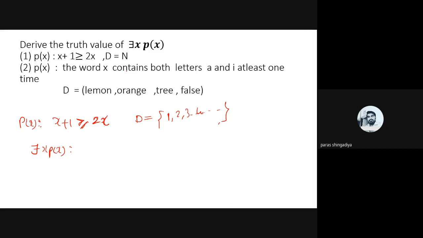So the condition of there exists x, P(x) is there. If P of x is true for a single value of the domain, then we can say that there exists x, P(x) is true. And if it is false for all values of the domain, then we can say that there exists x, P(x) is false. That is the condition to verify true or false for the existential quantifier.